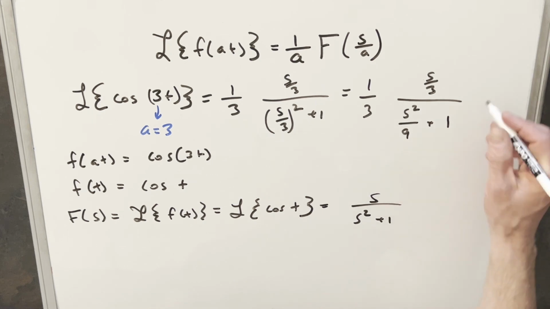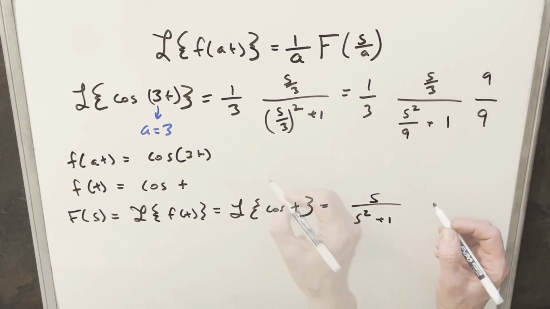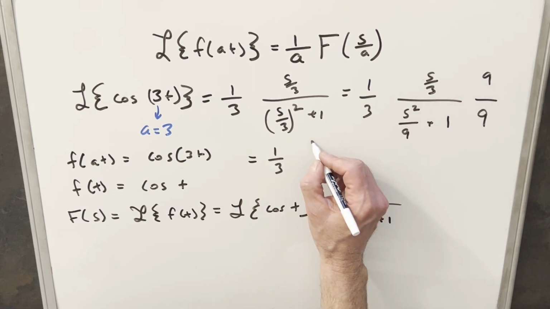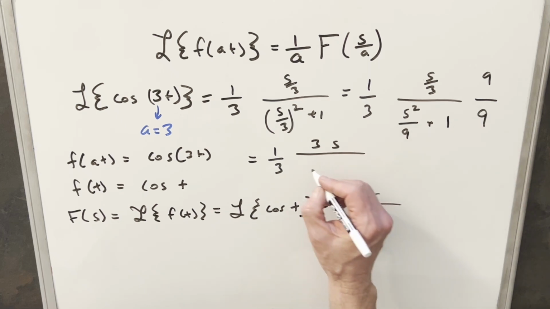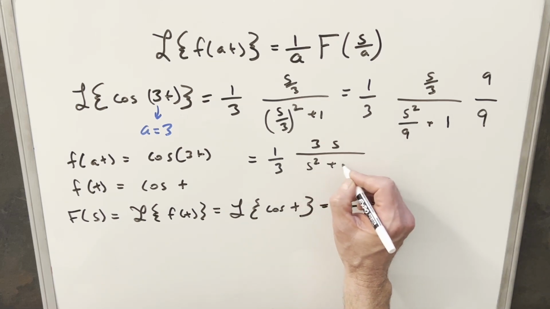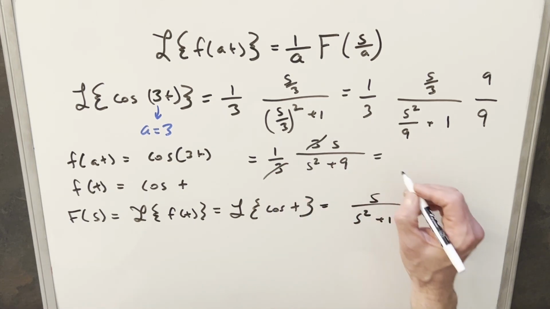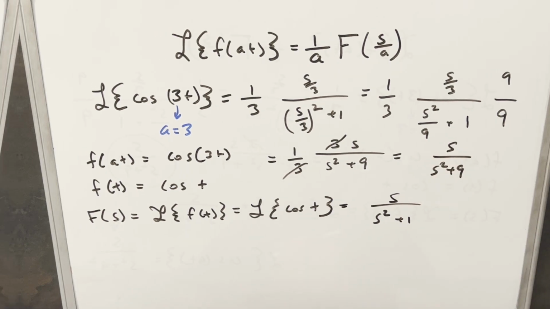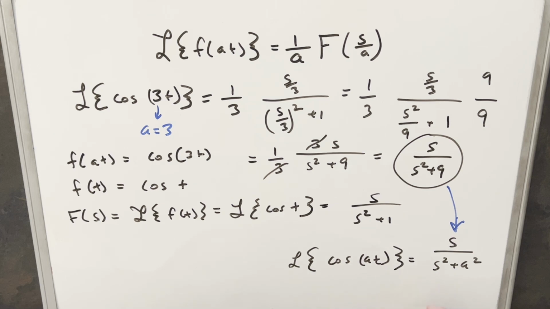Then what I'll do to clean this up, let's just multiply by 9 over 9, multiplying by 1. So then coming down here, 9 times s over 3, this is going to give me 3s. Then here, the 9s are going to cancel and it's just going to be s squared plus 9. But then I can cancel 3's here, and so we'll get our final solution, just s over s squared plus 9. And then you'll notice this is the same thing you would get if you just used our formula for the Laplace of cosine at.